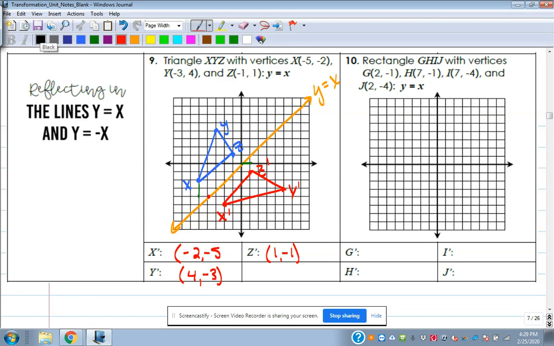Let's try number 10. Same reflection line, because these are tougher. Notice what it's doing to the ordered pairs. I miscounted on my Y, and so I put that at 5 instead of 4. Not opposite, but swapped order. That's what happens. When you reflect across Y equals X, it just swaps the order of the ordered pair.